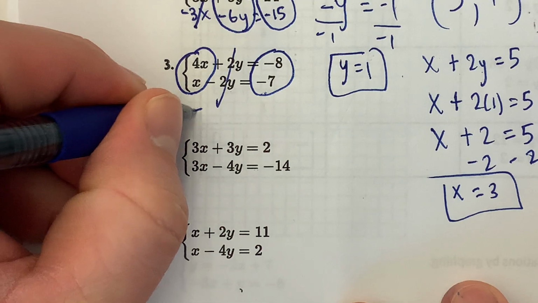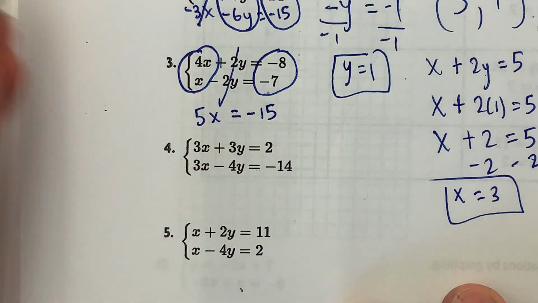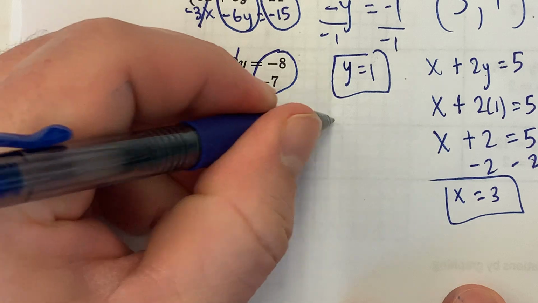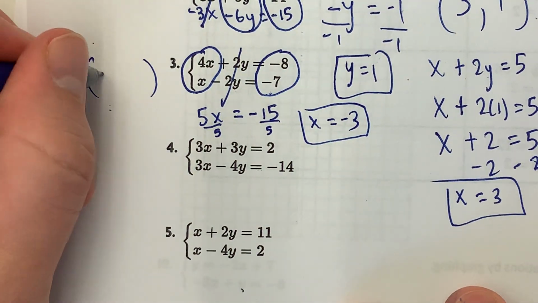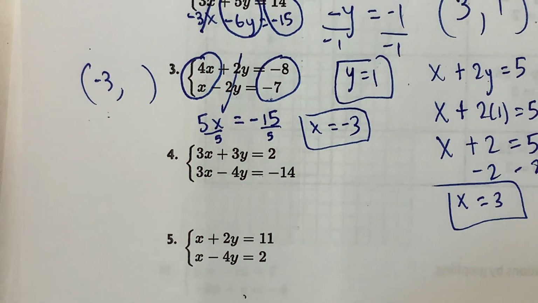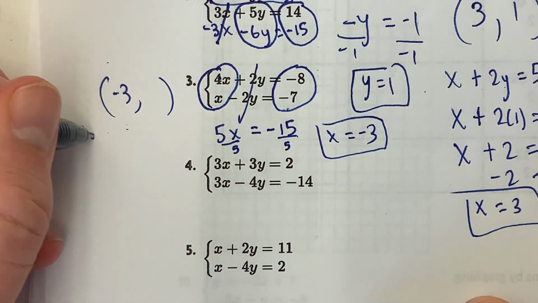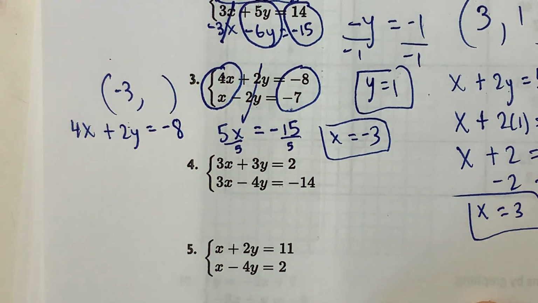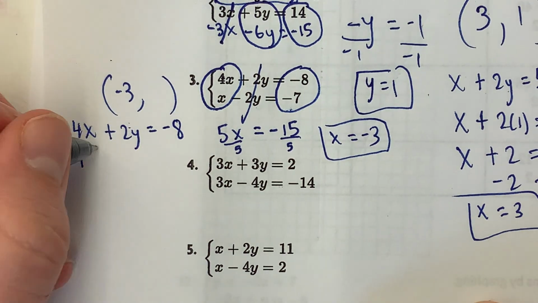4x plus x is 5x equals negative 15. Divide 5 on both sides. And you get x equals negative 3. And that's only half of our answer. I need to plug it back in and get y. So I'll use the top equation. 4x plus 2y equals negative 8. That's the top equation. Now plug in your answer for negative 3 for x.